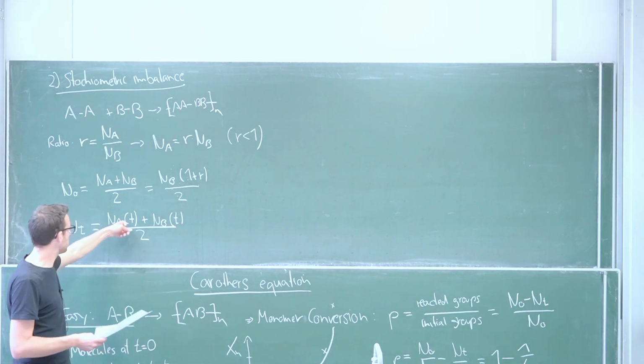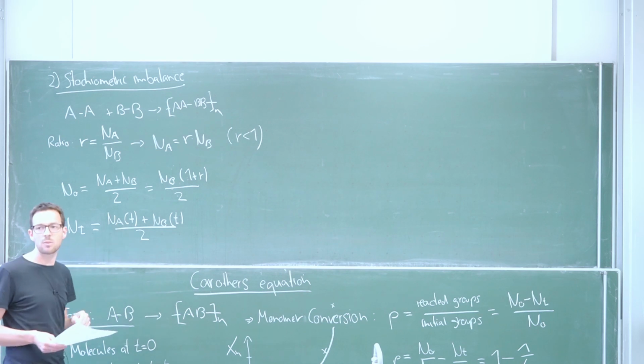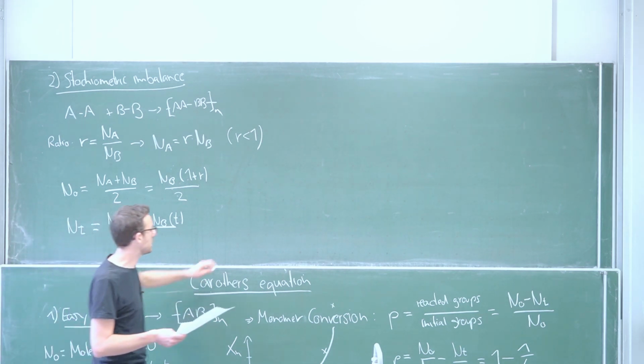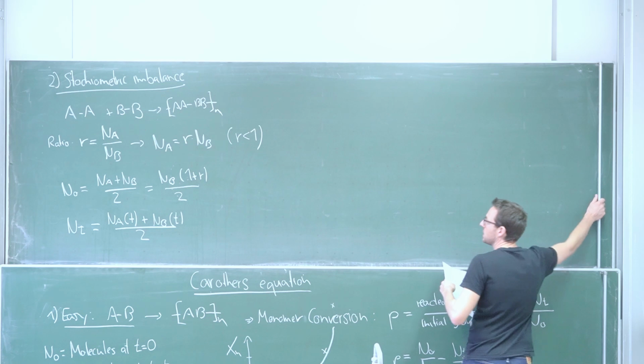Okay, so now we need to try to find expressions for these numbers of groups that we have at a certain time t. And this is what we will do here.